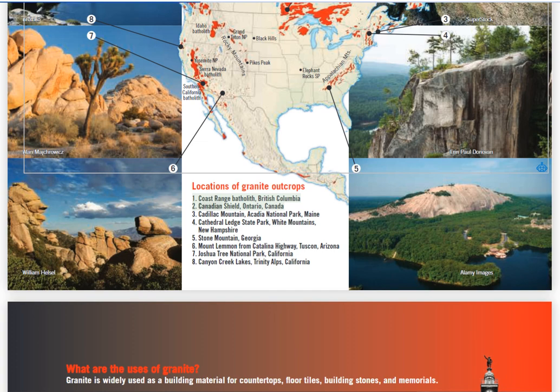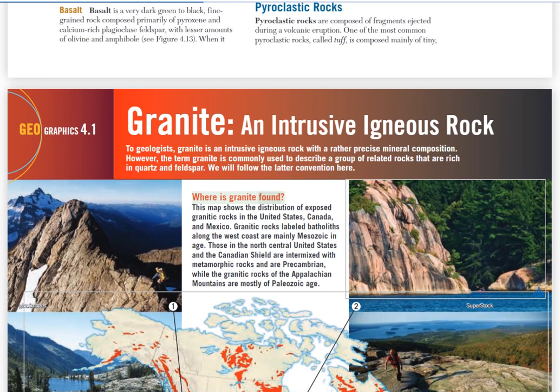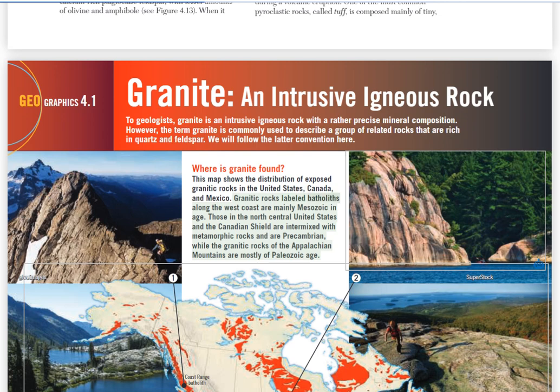Locations of granite outcrops. 1. Coast Range Batholith, British Columbia. 2. Canadian Shield, Ontario, Canada. 3. Cadillac Mountain, Acadia National Park, Maine. 4. Cathedral Ledge State Park, White Mountains, New Hampshire. 5. Stone Mountain, Georgia. Where is granite found? This map shows the distribution of exposed granitic rocks in the United States, Canada, and Mexico. Granitic rocks labeled batholiths along the west coast are mainly Mesozoic in age. Those in the north-central United States and the Canadian Shield are intermixed with metamorphic rocks and are Precambrian, while the granitic rocks of the Appalachian Mountains are mostly of Paleozoic age.